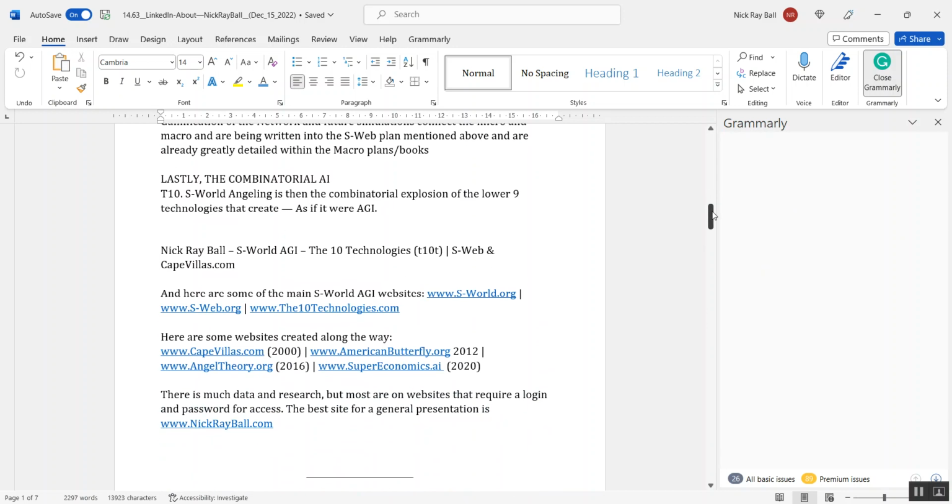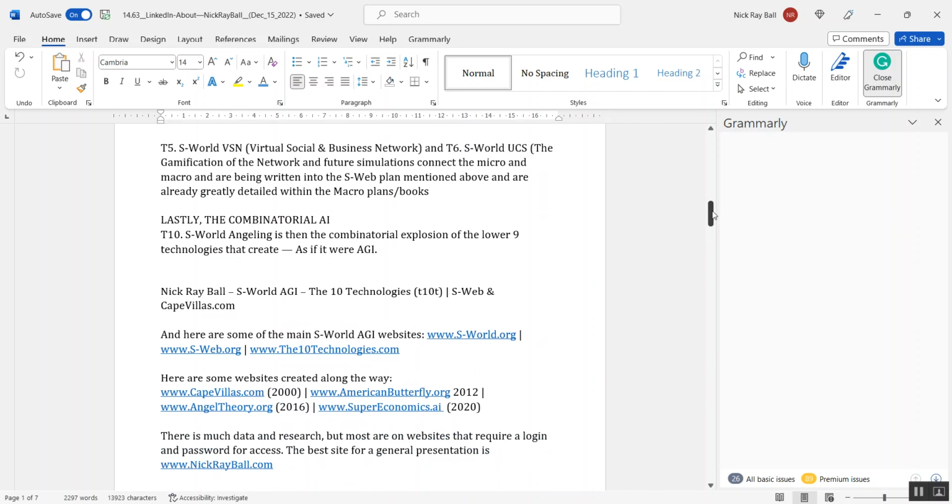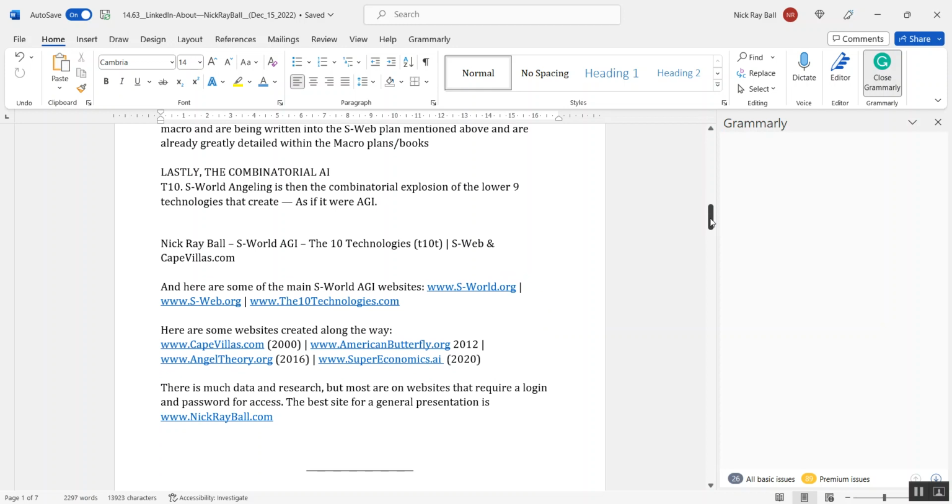Just by the way, there are 10 series of books on this, about 3.5, maybe 4 million words. Just continuing with the text. Lastly, the combinatorial AI. T10, S-World Angel Wing, is the combinatorial explosion of the lower 9 technologies that create as if it were AGI. And then it just ends with Nick Ray-Ball, S-World AGI, the 10 technologies, S-Web, and one of the companies that is a real world example of technologies 1, 2, 3 and 4, capevillas.com, started in 2000.